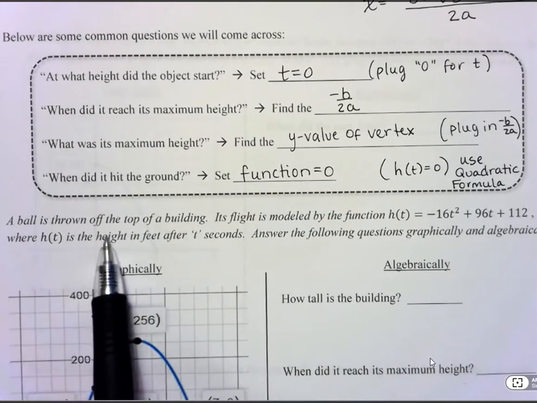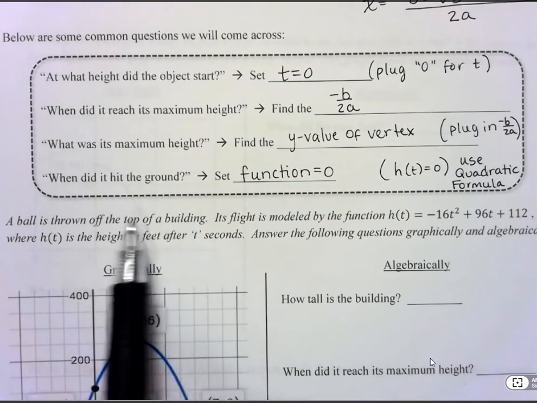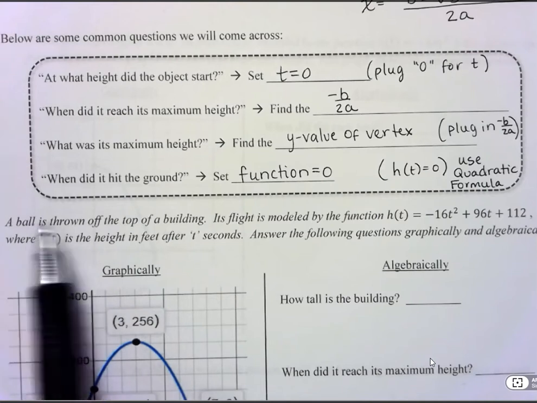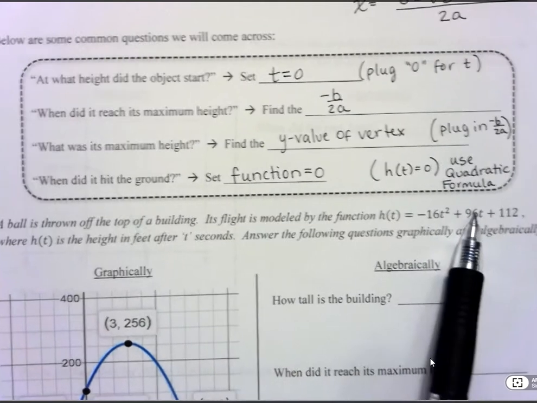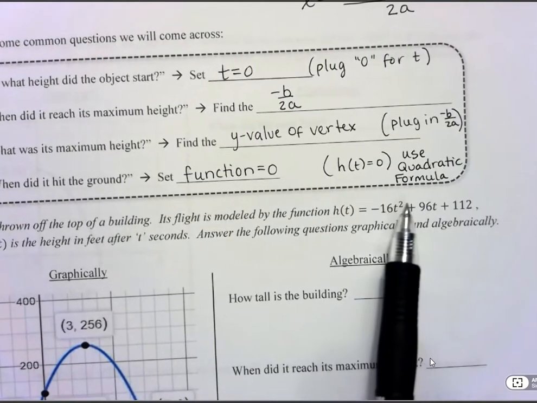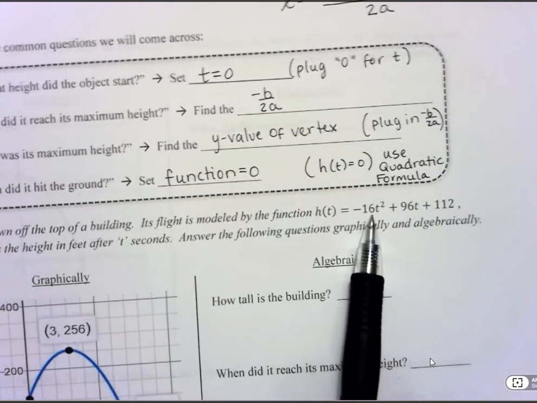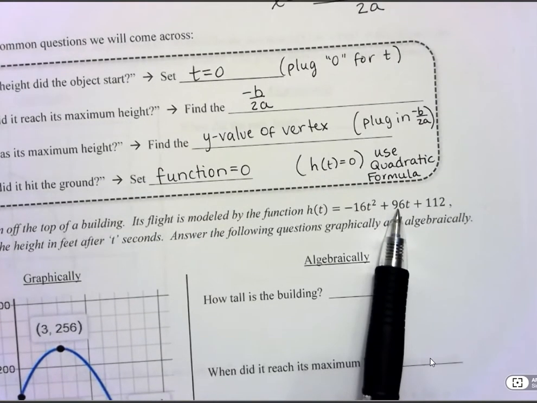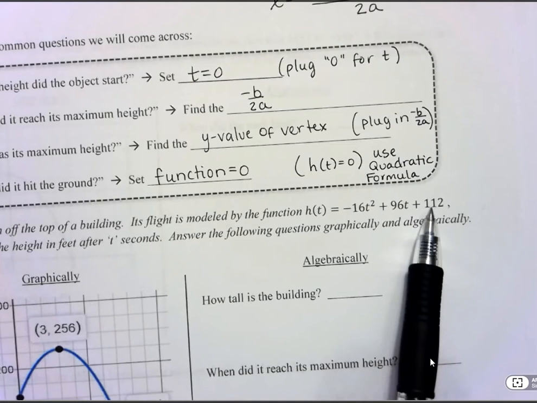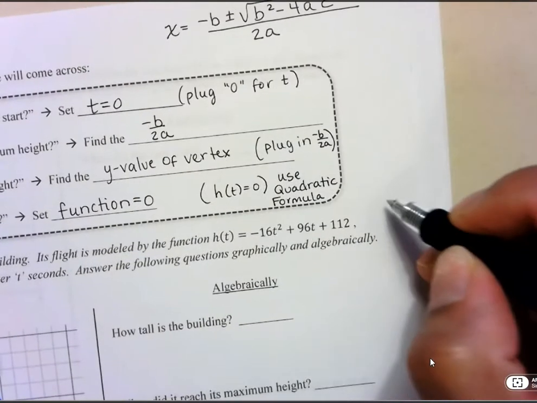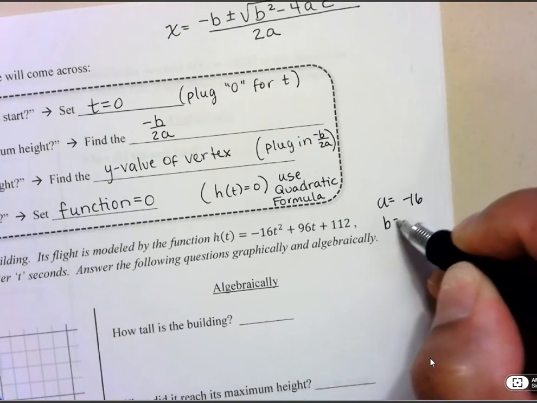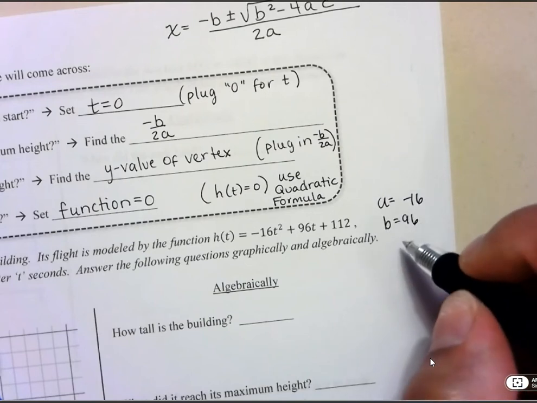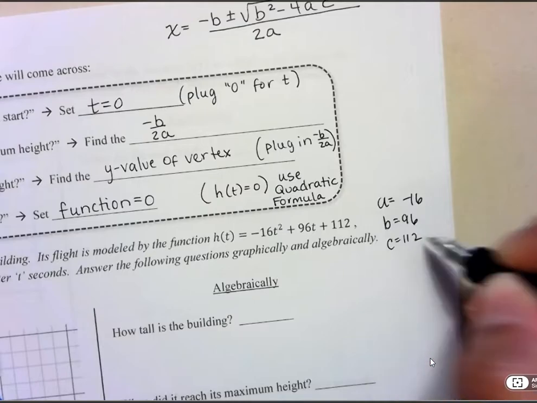Alright, we have another example here. A ball is thrown off the top of a building. So now you're standing on the top of a building, and that's from where the ball gets shot into the air. The flight is modeled by this function, and we have 3 terms this time. The square term is your a, the linear term is your b, and the constant is your c. So we can write them down here: a equals negative 16, b equals 96, and c equals 112.